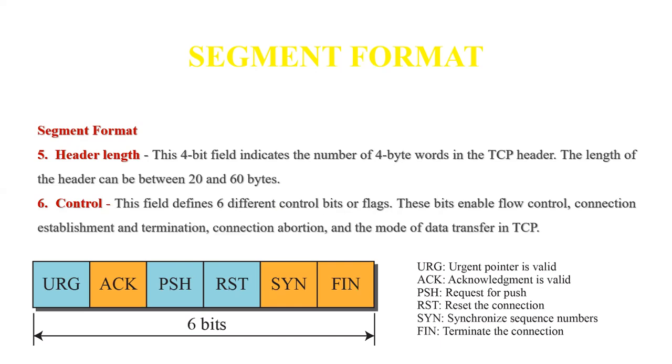So we are going to reset the connection over here. If this bit is enabled, we have to reset the connection. Next comes the synchronous field, which is set when the synchronous sequence numbers are to be synchronized. The last bit is set to indicate to terminate the connection.